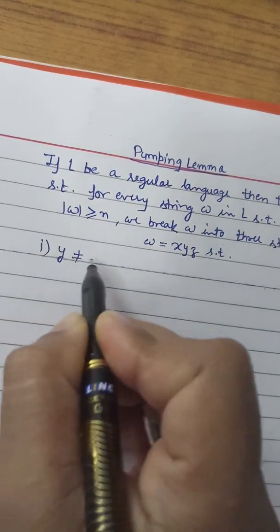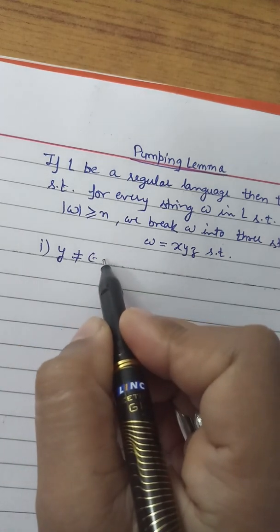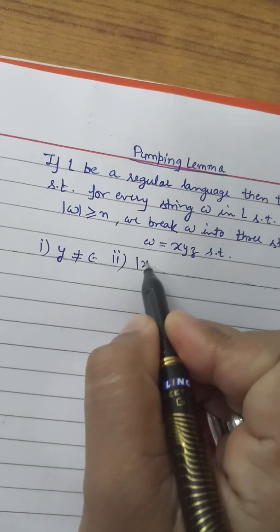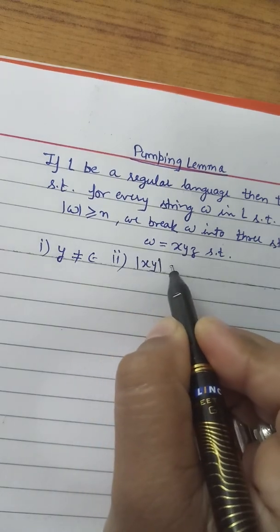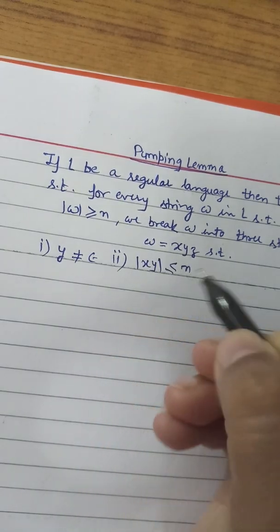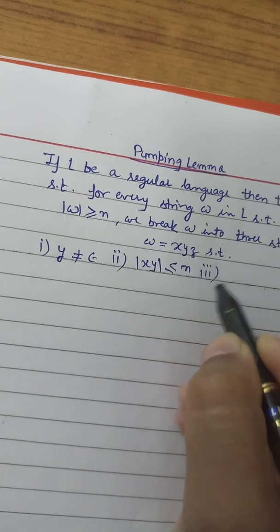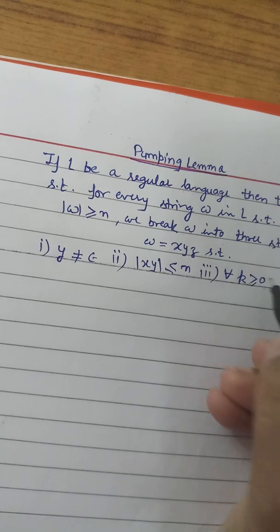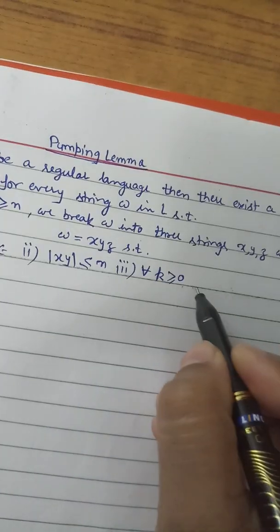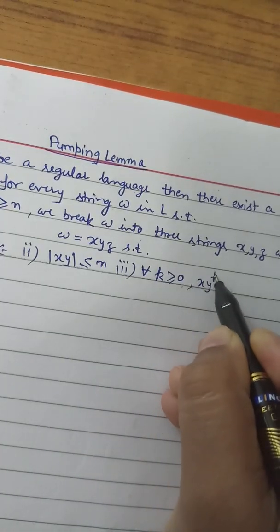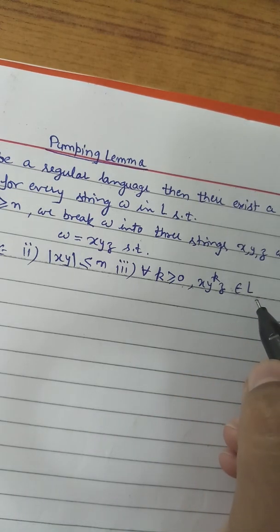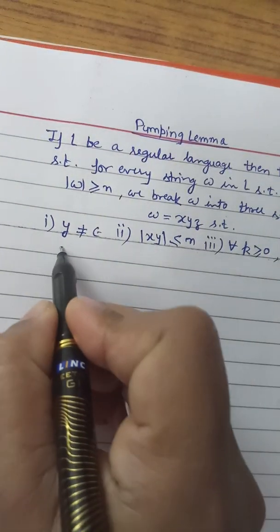such that y is not equal to epsilon, and the length of xy is always less than or equal to n. And the third thing, for all k greater than or equal to 0, x y to the power k z belongs to that language. And there are some rules.